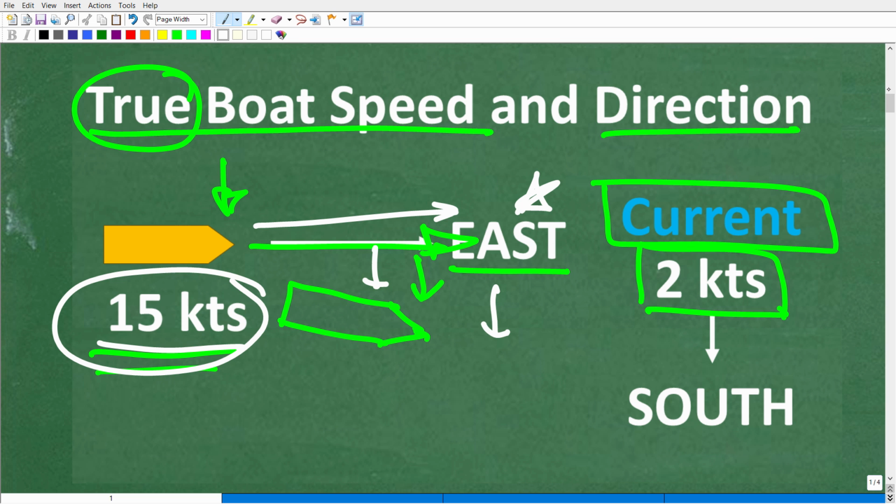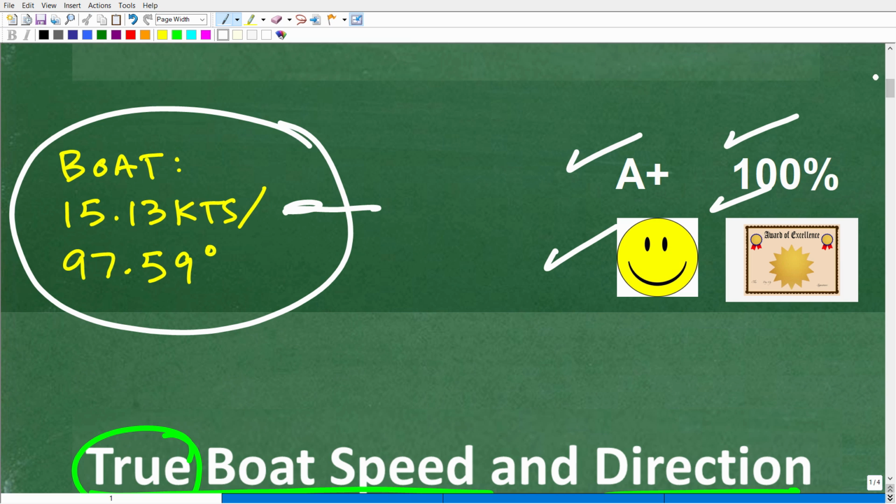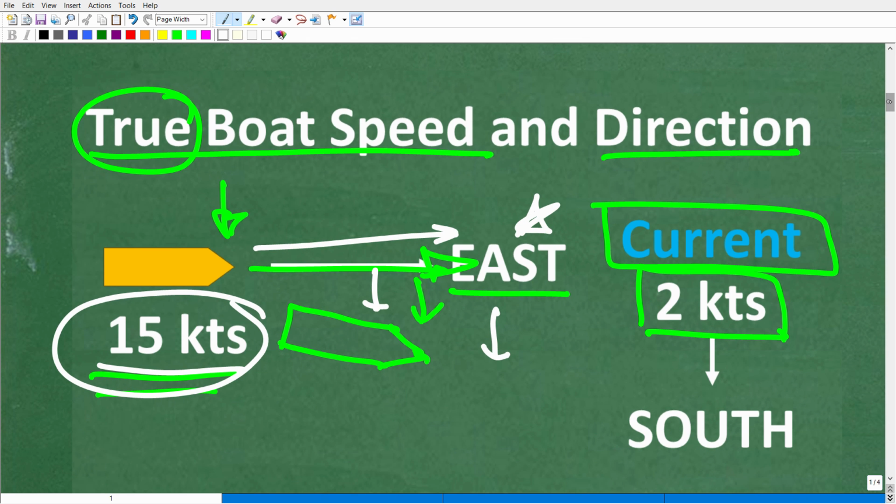And our answer is, let's go back to the answer again. The speed, when we account for the current, our true speed is going to be 15.13 knots. So it's going to help us out just a little bit. So we need to talk about a couple major concepts here.